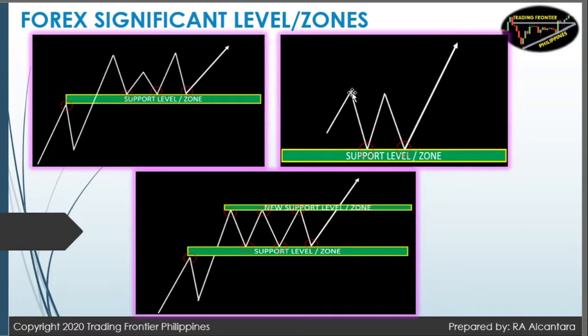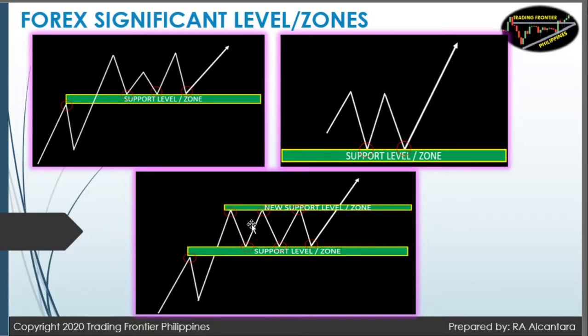Same thing with our second example. Right? The price headed towards this support level, this level or zone, which is our support, twice before it shoots up. So this can be considered as our key significant support level or zone.